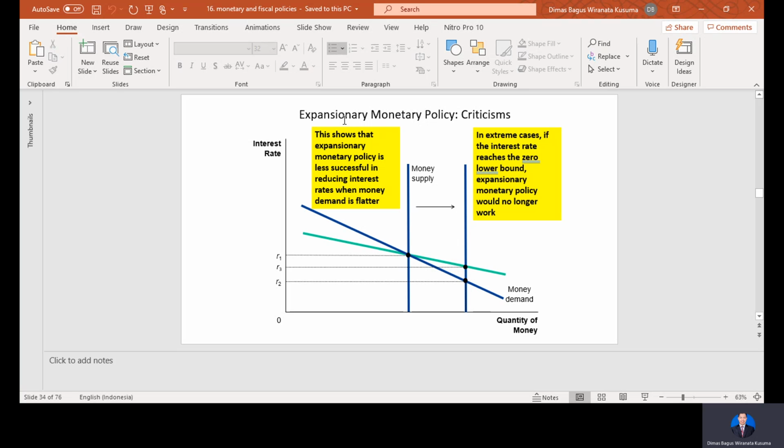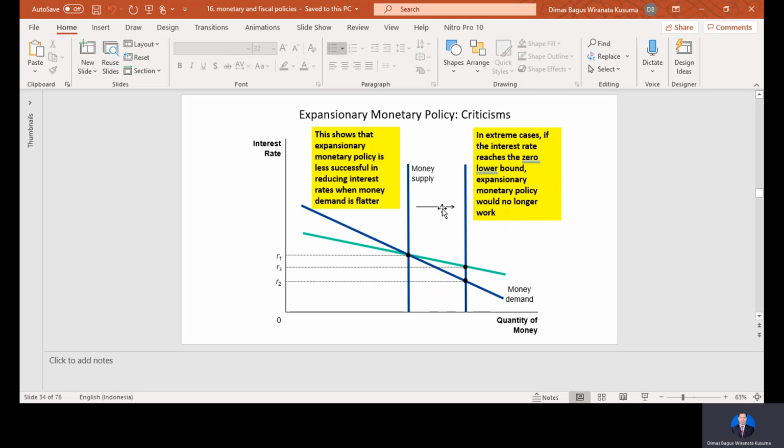Okay, but expansionary monetary policy has criticisms. This shows that expansionary monetary policy is less successful in reducing the interest rate when money demand is flatter. Flatter here, the blue one, so flat, not steep. In the extreme case, if the interest rate reaches the zero lower bound, expansionary monetary policy would no longer work.